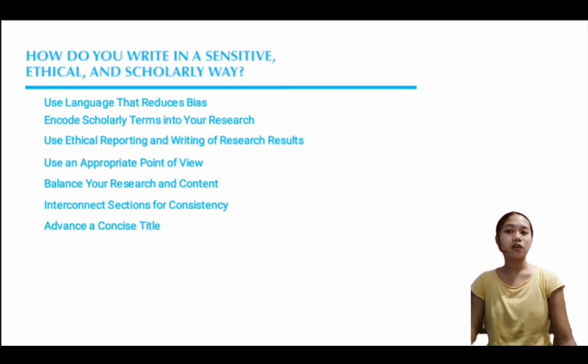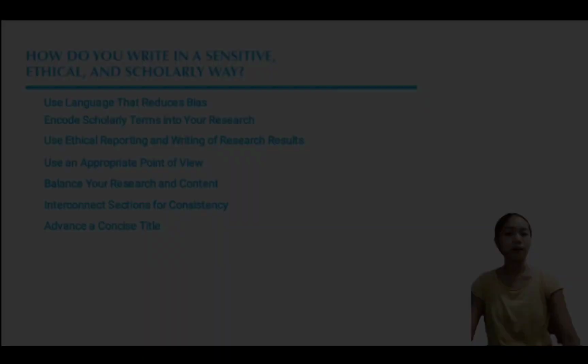Lastly, advance a concise title. The purpose of a title is to summarize the major idea of the paper in a concise and clear manner. The title should be no longer than 12 words in length and should avoid superfluous words such as "a study of" or "an investigation of." It should be able to stand alone in clarifying and be self-explanatory. This means that all words should be clear to a reader without definition.